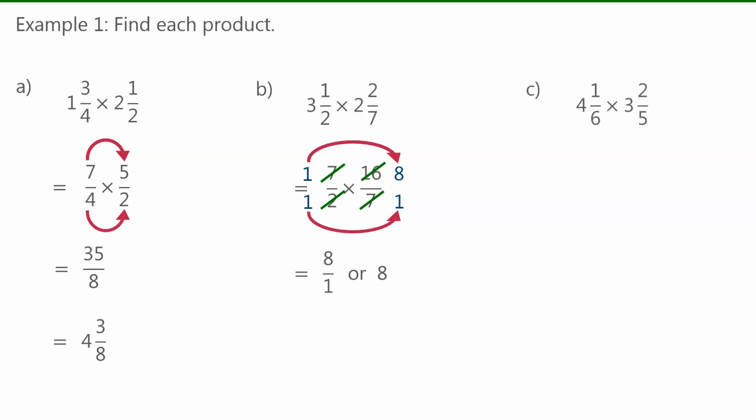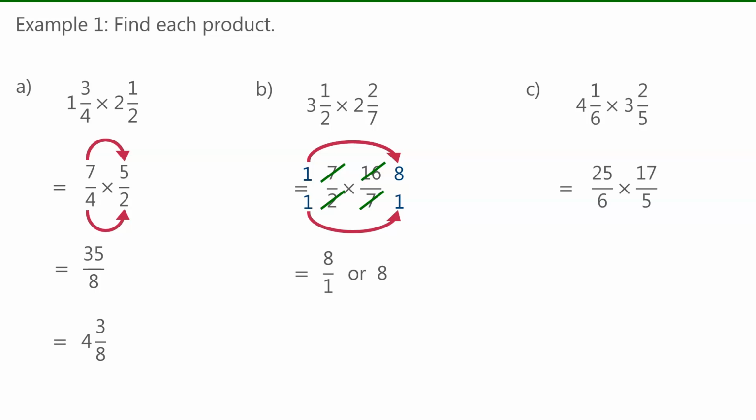Example C, 4 1/6 times 3 2/5. So 4 1/6 as an improper fraction: 6 times 4 is 24, plus 1 is 25, so that would be 25/6. Times 3 2/5: 5 times 3 is 15, plus 2 gives me 17, so that would be 17/5. So we have 25/6 times 17 over 5. Then I look diagonally to see if anything can be reduced.